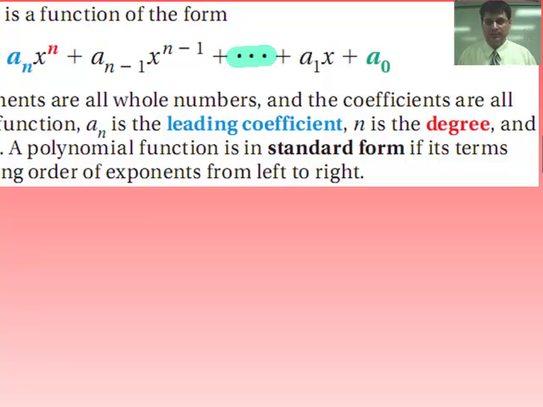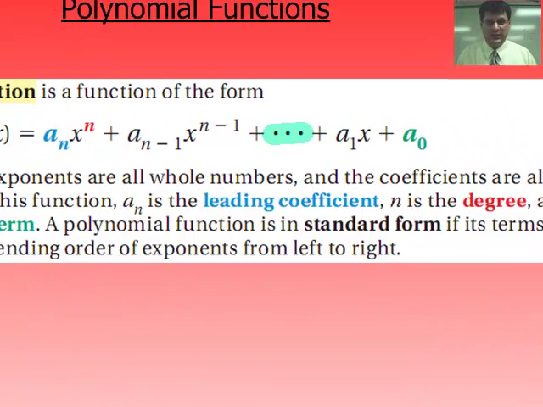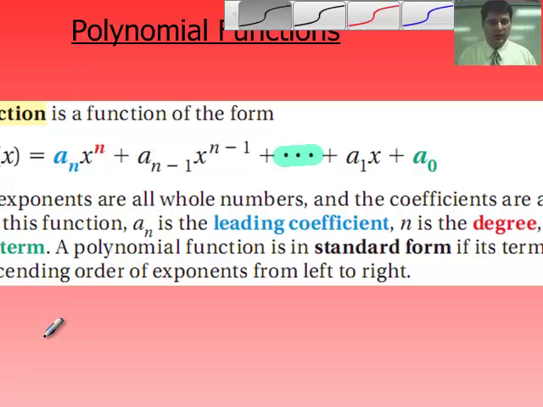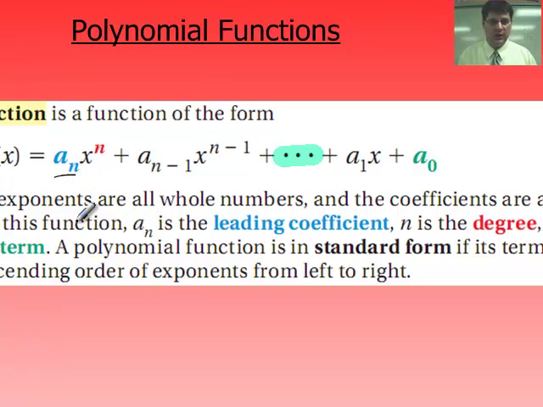So, for instance, the way you could read this is, a sub n here is known as my leading coefficient, the very first coefficient, and n here is the exponent on the first term, and that's known as the degree of the polynomial. And then we talked about a sub 0 being the constant. This is known as the standard form of a polynomial.